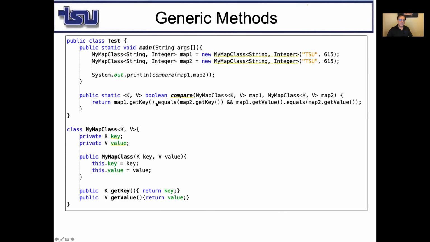Okay. So now how can I define a generic method? This is my generic class, and this is my test. I define a static method. For methods, I have the angle bracket at the very, very beginning. First, I say for the compare method, K and V are what? Generic types. It will return a Boolean. It will take map1, it will take map2, and then it checks: it gets the key for map1, and checks if it is equal to what? Key of map2. Similarly, value of map1 is equal to value of map2. Then it will return true.